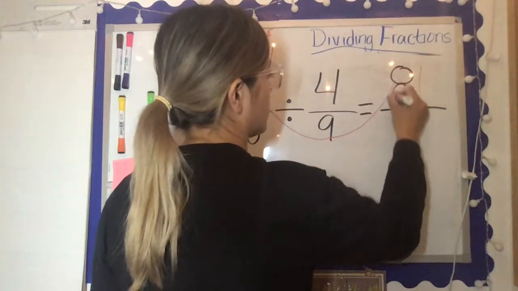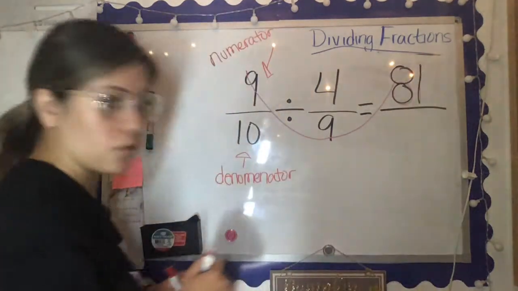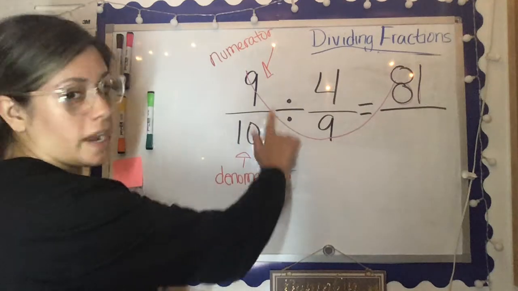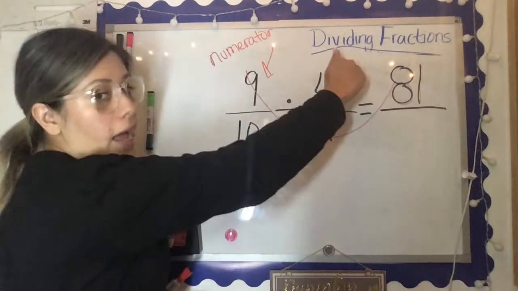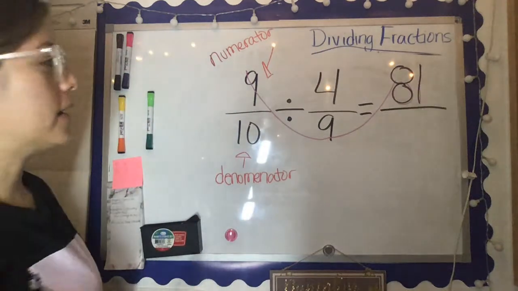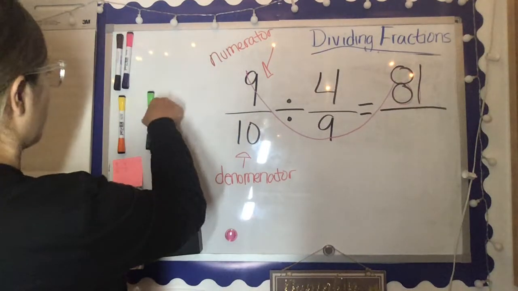81 is our answer for our numerator. 9 times 9. We're not dividing anymore. Once we make the happy face, we're crossing lines. We're multiplying. Take a look at what I'm going to do. I'm going to use a green.